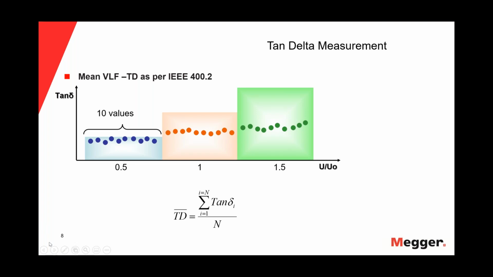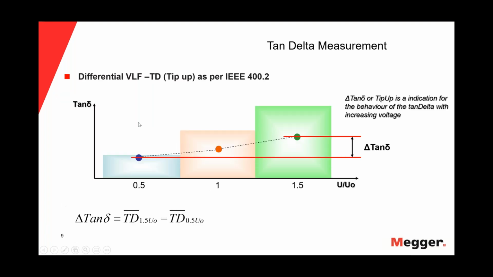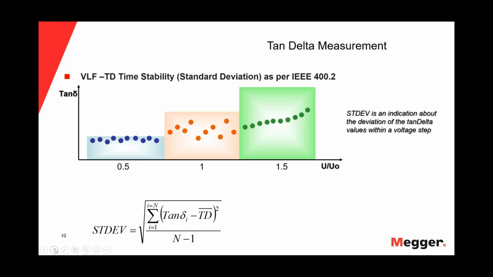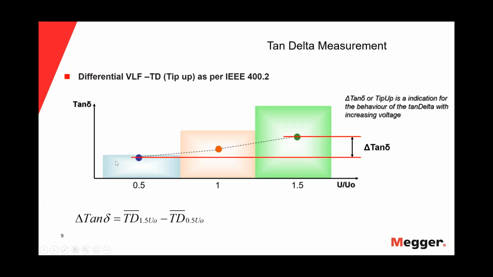And this is the equation. Here is the differential VLF TD, which is the DTD, as per IEEE 400.2. It is the tan delta behavior with increasing voltage. Look here, this is the average of those 10. Sorry, I went a little too fast. This is the average between these here and these here. This is your value for the DTD.